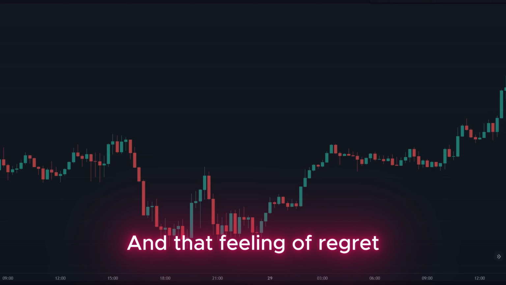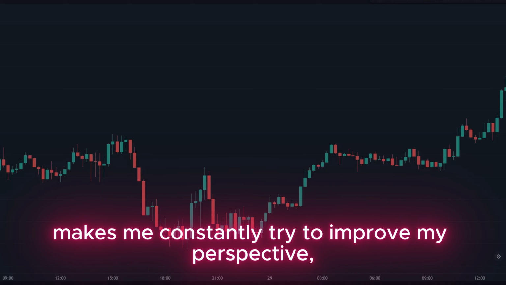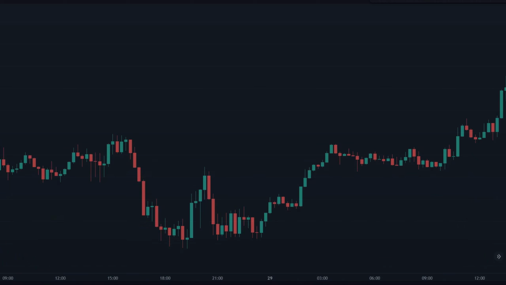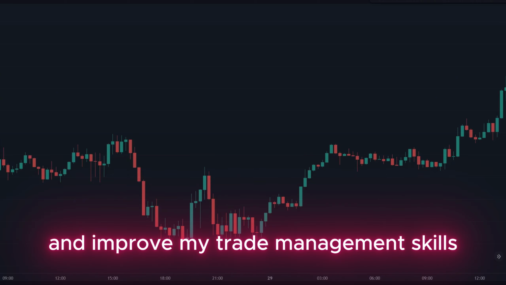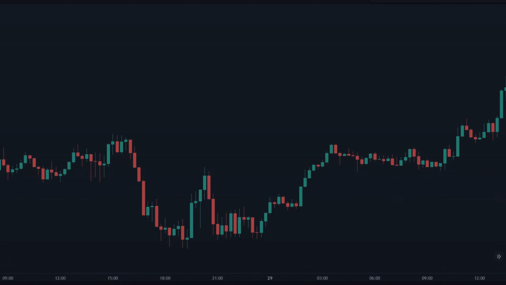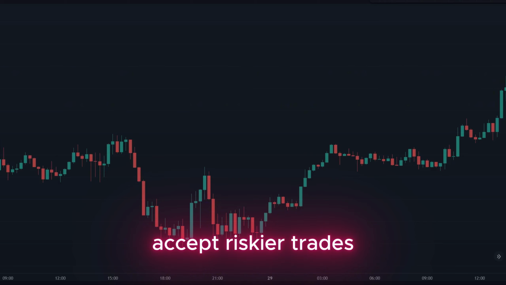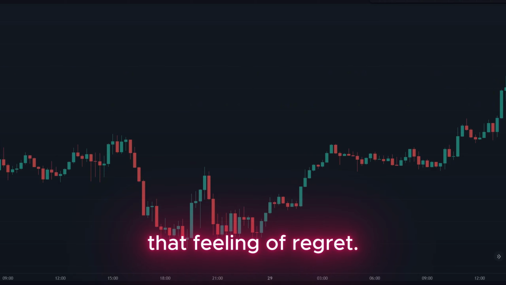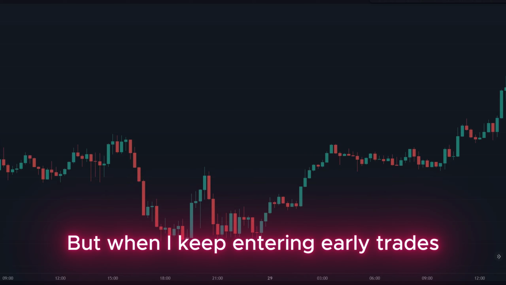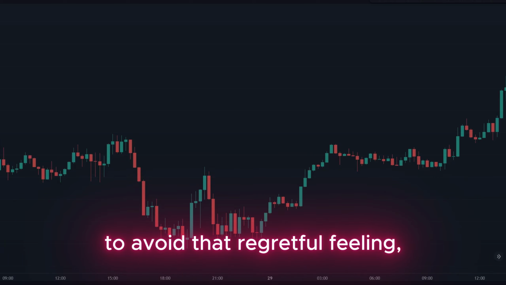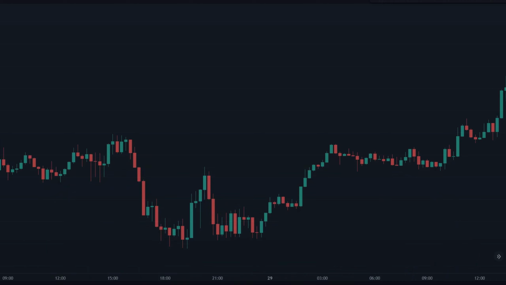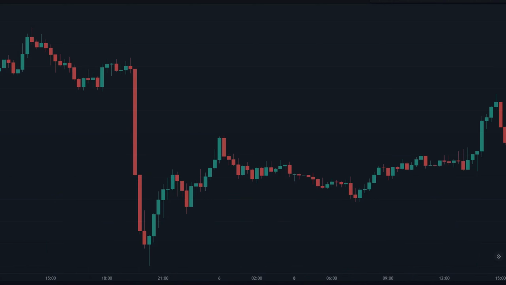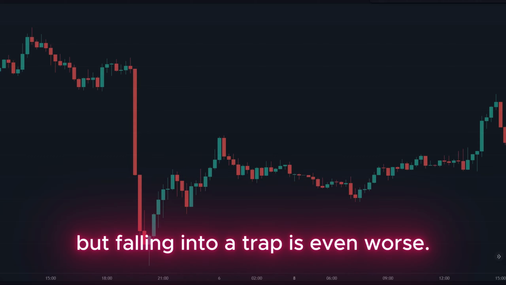And that feeling of regret makes me constantly try to improve my perspective, improve my analysis skills, and improve my trade management skills, to take on more risk, accept riskier trades, to avoid that feeling of regret. But when I keep entering early trades, to avoid that regretful feeling, eventually, I fall into a trap. Regret is bad, but falling into a trap is even worse.